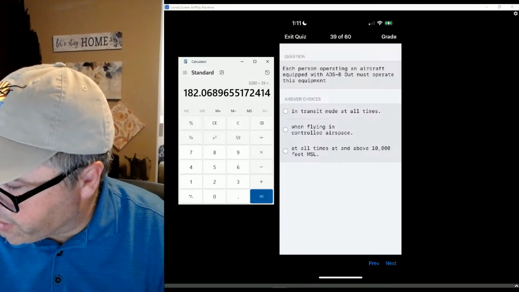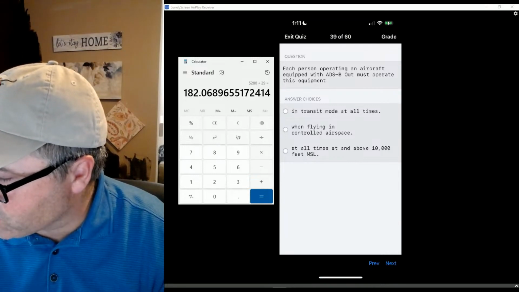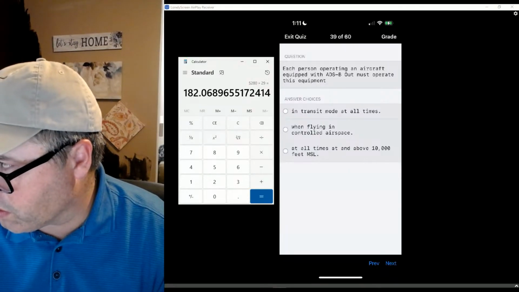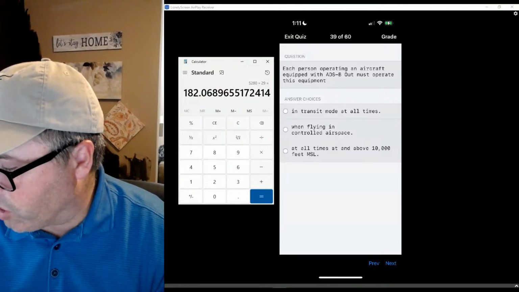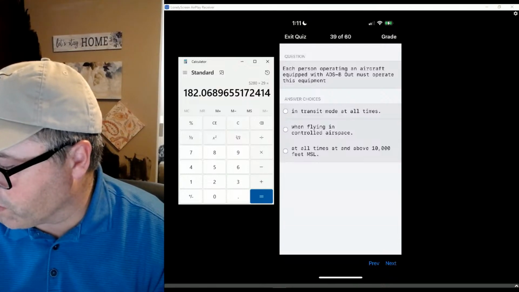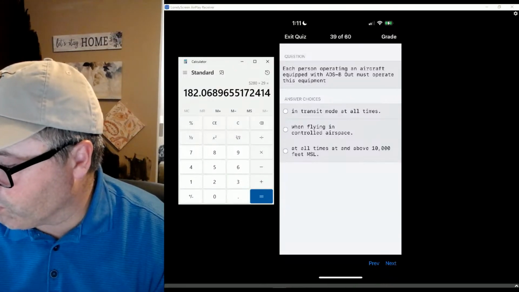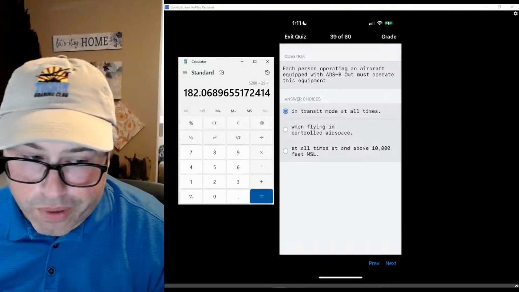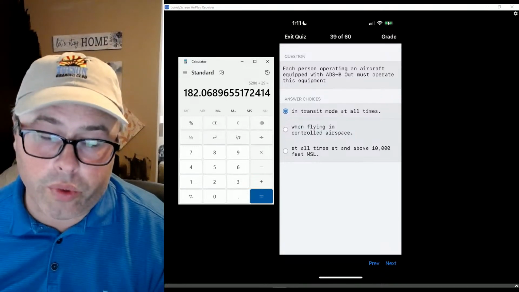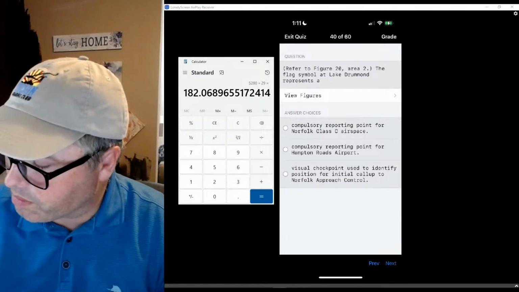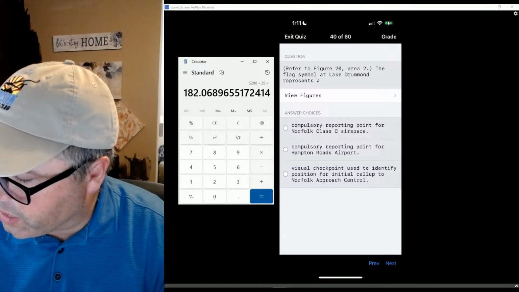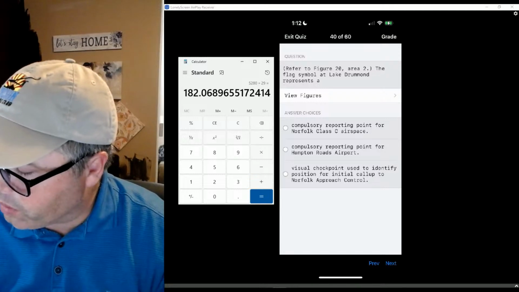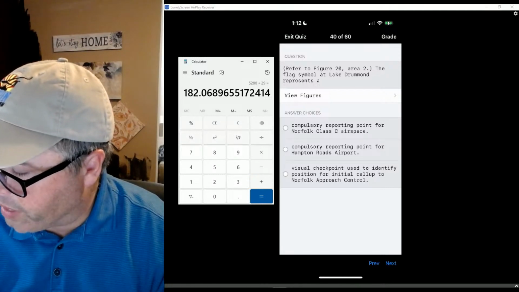Each person operating an aircraft equipped with ADS-B Out must operate this equipment in transmit mode at all times. That's true when flying in controlled airspace. At all times at and above 10,000 feet MSL. Those are all true, but the most true one of them is at all times. Remember, sometimes you're going to see more than one correct answer. You want to pick the most correct answer. At all times. We're two-thirds of the way through, and we're just at an hour and 9 minutes right now. We haven't even used half our time.